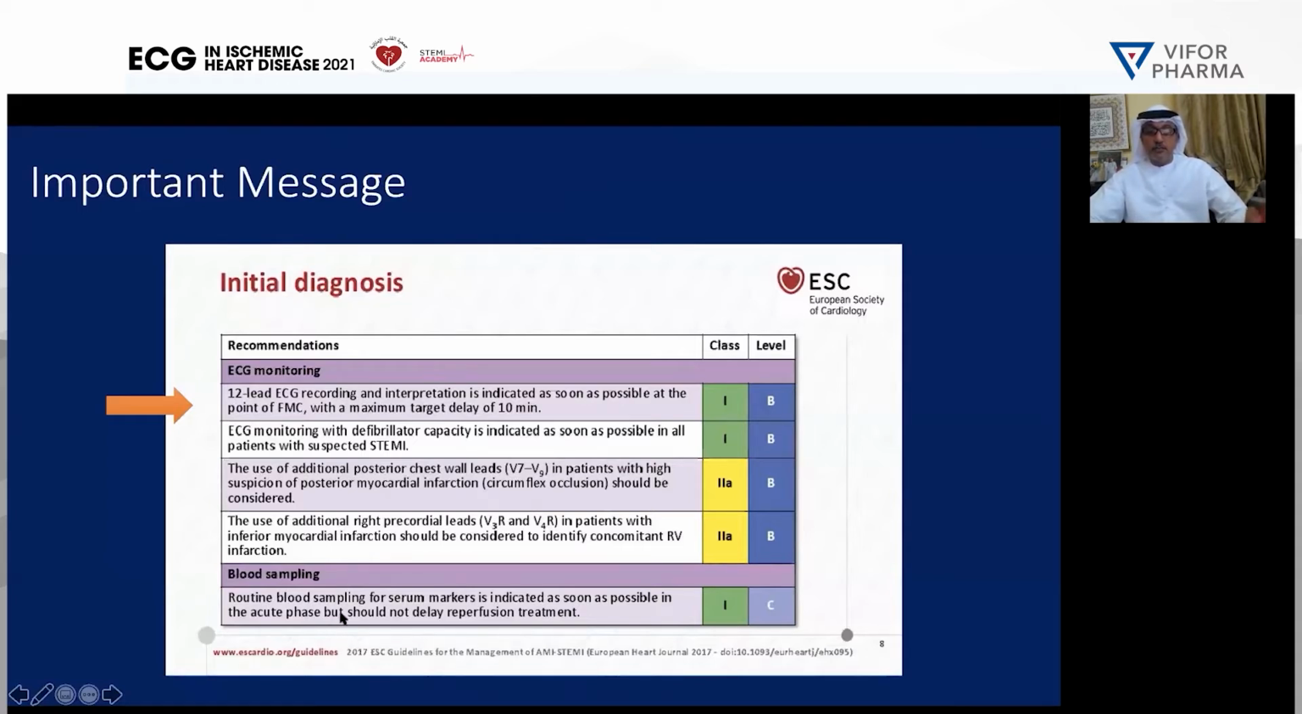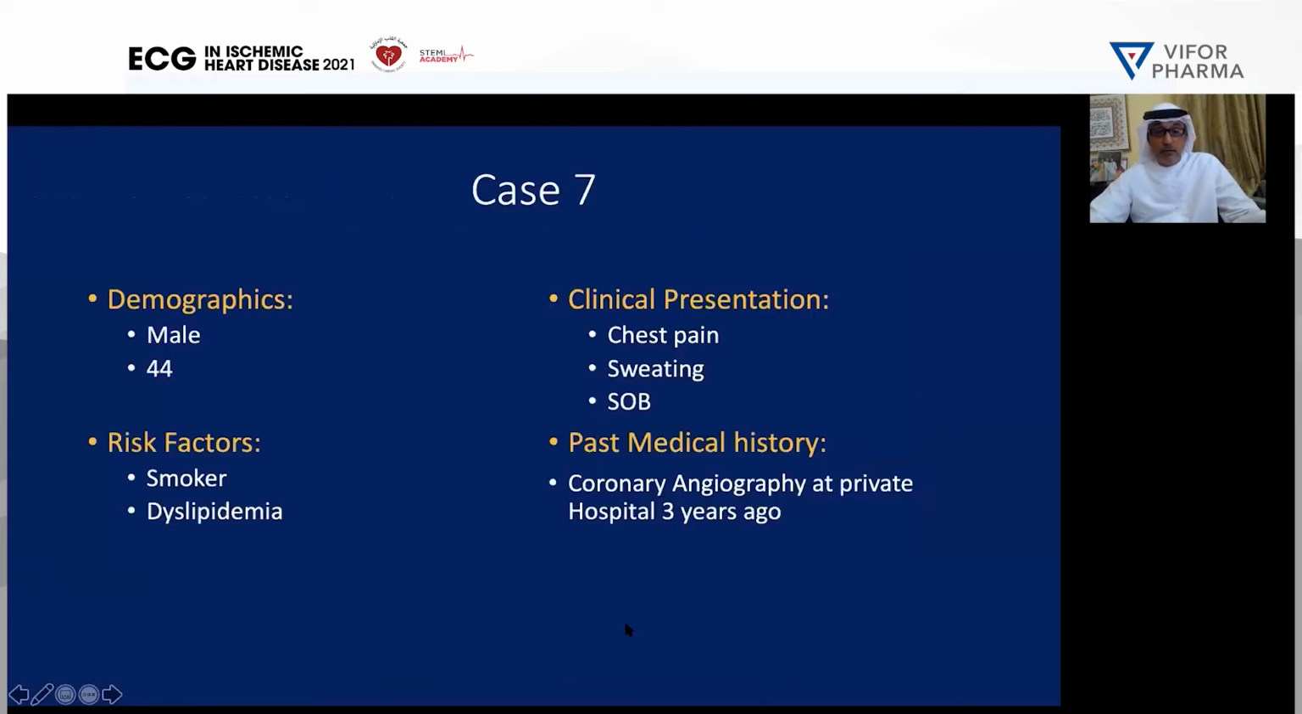Another very important message I want everyone to be alerted about is that some people would send routine blood sampling for troponin or CK in patients with STEMI. This is not required. You're doing it for prognosis, not to diagnose, not to decide about the treatment. If you have ST elevation on ECG, you have to react and get the patient to a cath lab or to reperfusion. Don't wait for the troponin. The role of troponin in STEMI is not diagnosis, it's prognosis only. So it can come later on and you can make a decision about it, okay?